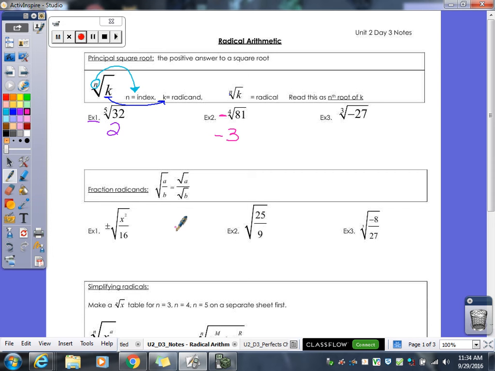And then our third example, we have a negative 27. If you have an odd exponent, an odd root, I should say, you can have a negative underneath. If you have an even root and you have a negative underneath, that's going to get into something we're going to do either not next class, but the class after. That's going to get into something new.